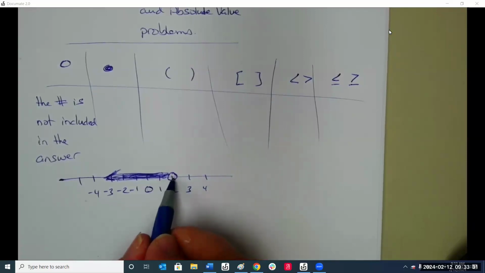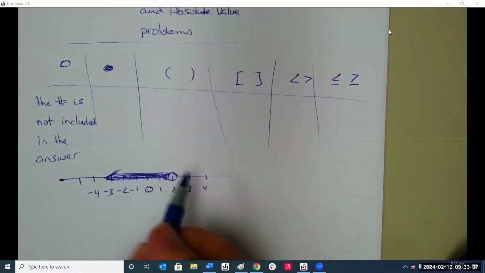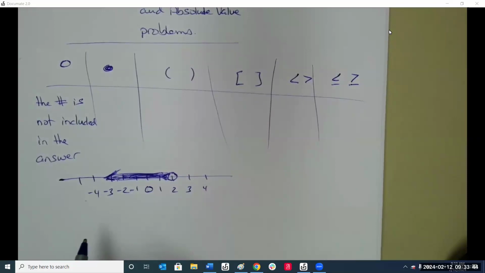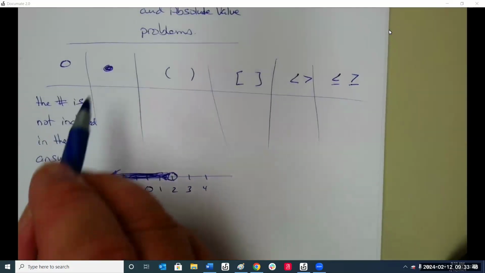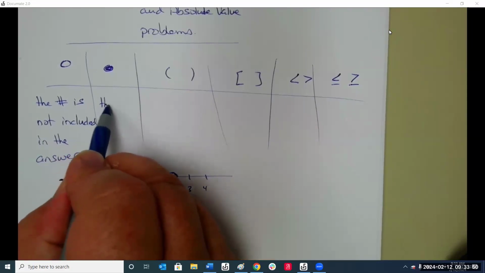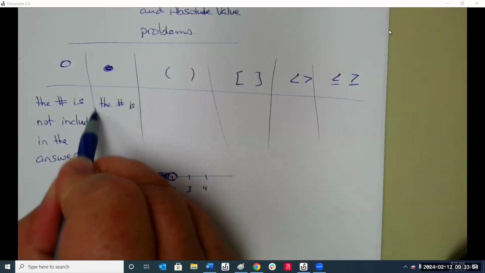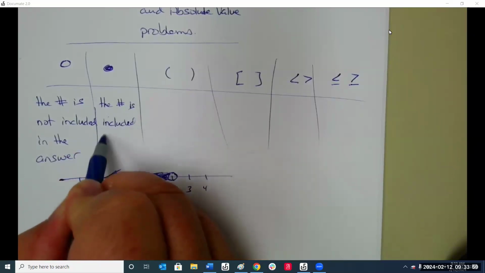So if it's an open circle, that means we get infinitely close to it, but we can't touch that number, and that's our answer. So this number here is everything less than, that's smaller than 2. If it's a solid circle, the number is included in the answer.